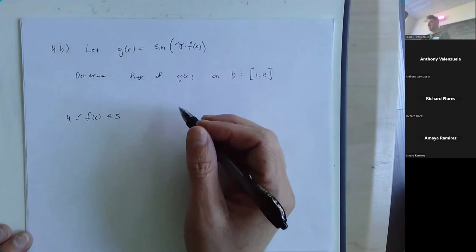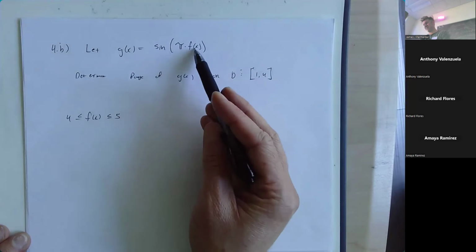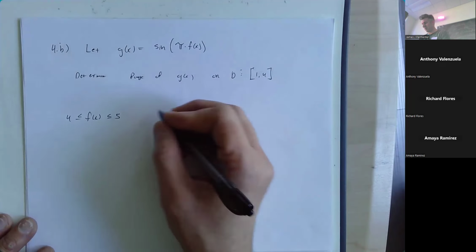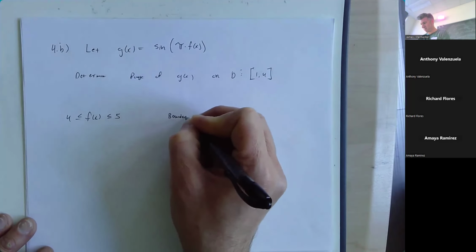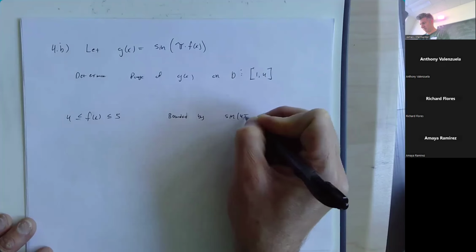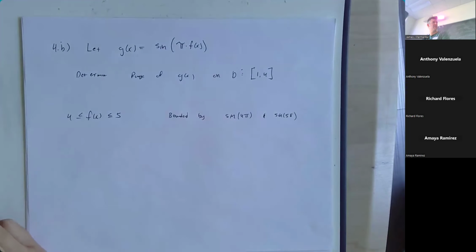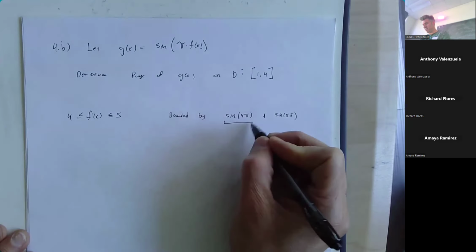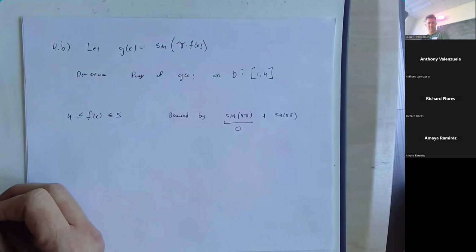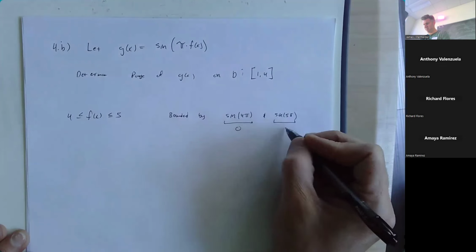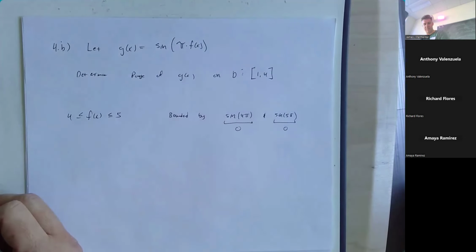I don't love this. I'm trying to think about how I would do this. I guess you're going to be bounded by sine of 4 pi and sine of 5 pi, and you're going to need all the values in between. Sine of 4 pi is 0. Sine of 5 pi is 0. I don't know about this. Let's read what he wrote here. Oh, sure. Yeah, okay. I see. So okay, let's think about it this way.